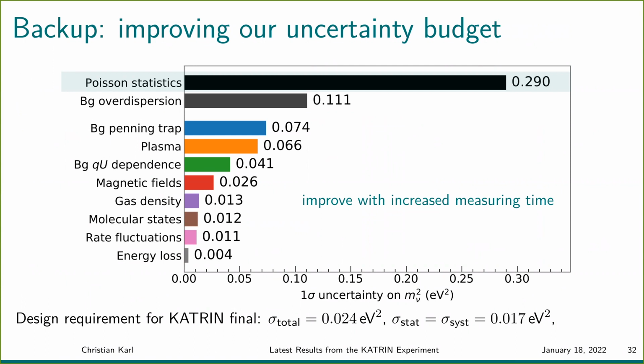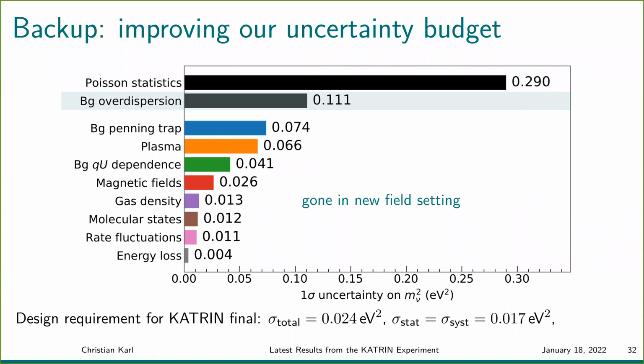So this is basically a slide which looks at our current uncertainty budget, which was for the second measurement campaign, and how we're going to improve on every single one. Yeah, so the statistics will just improve with increased measurement time, and we already have much more. This background over dispersion we've completely removed in a new field setting. The Penning trap we've eliminated by turning off our pre-spectrometer, as we call it.